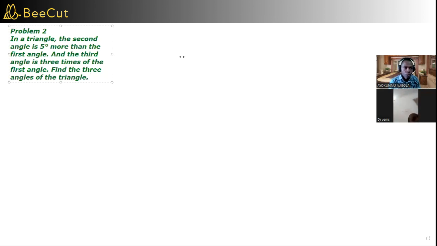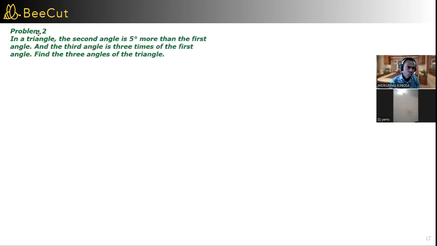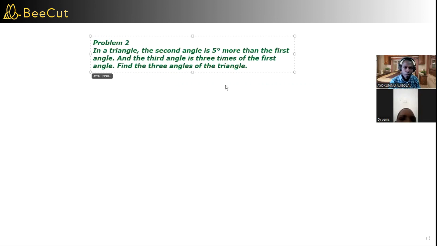So unmute yourself and try to read the question. Not just reading it. Read and tell me if you understand what the question is demanding from you and what the question has provided for you. Yes. In a triangle, the second angle is 5 more than the first angle, and the third angle is 3 times the first angle. Find the 3 angles of the triangle. So, what do you think the question is saying here?